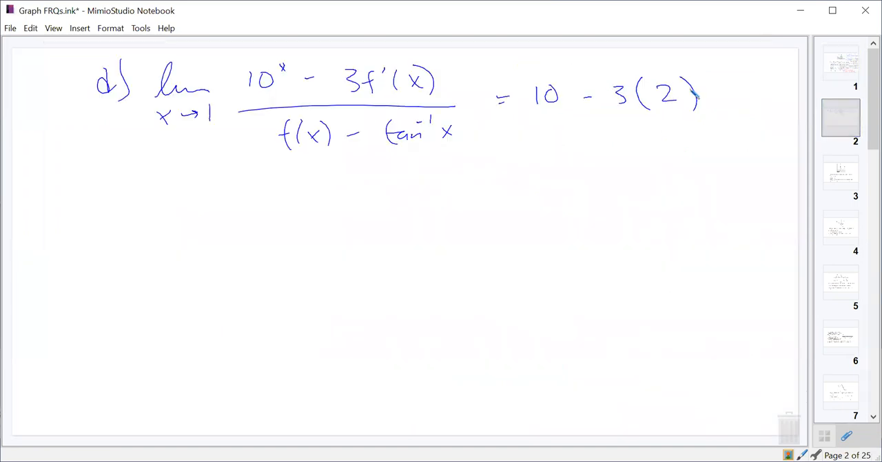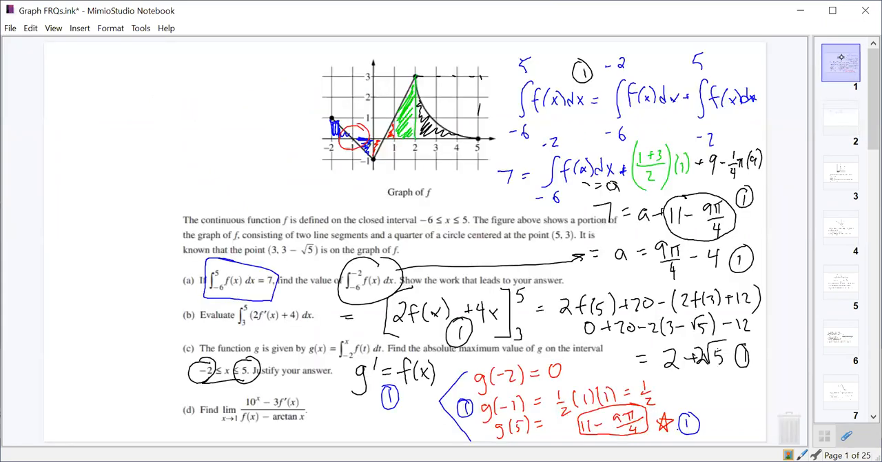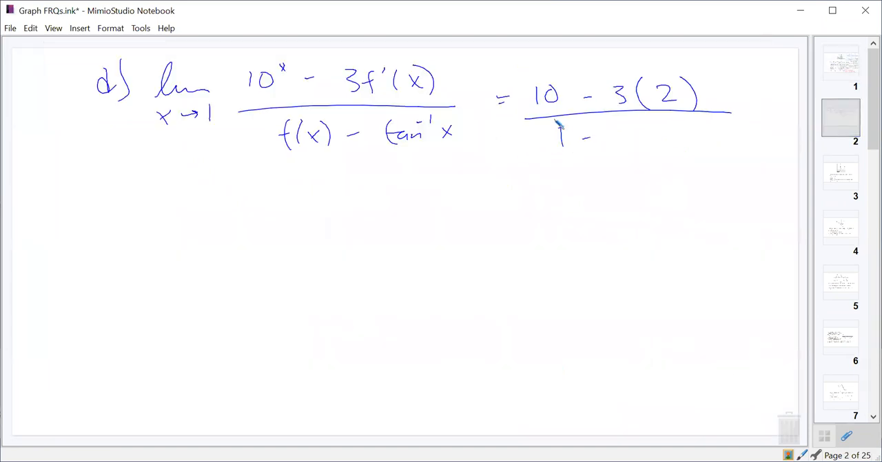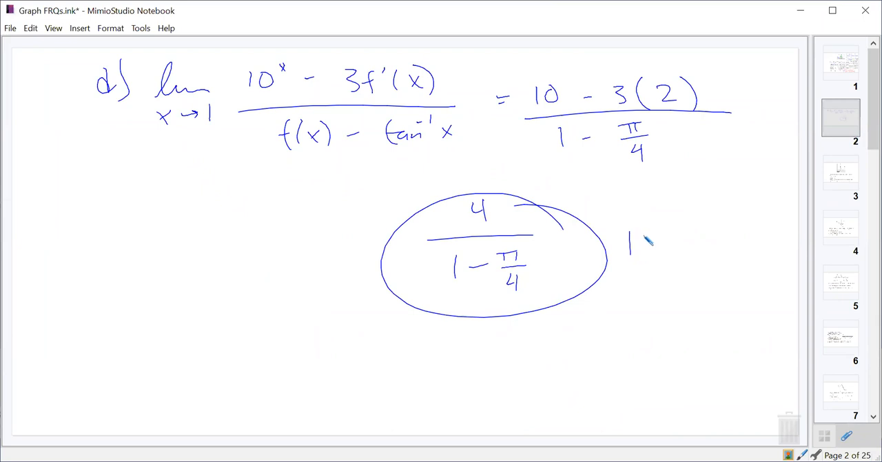Oh, looks like it's not going to be indeterminate, that's for sure. Then f of 1, what's f of 1? 1. Okay. And then the inverse tangent of 1 is pi over 4. So we got 4 over 1 minus pi over 4. And they gave you 1 point for that.